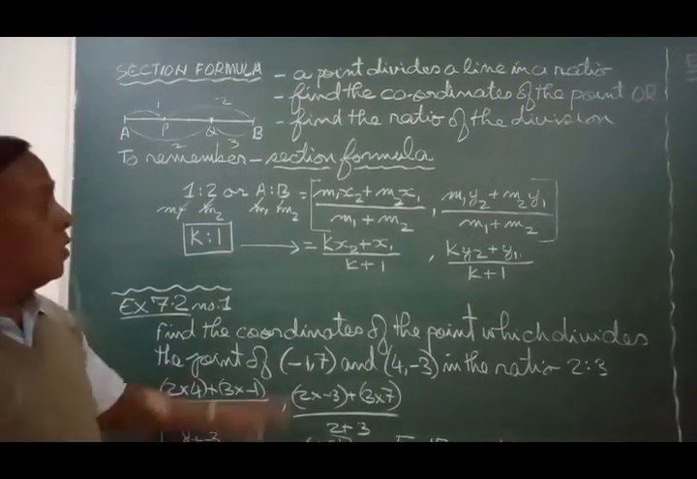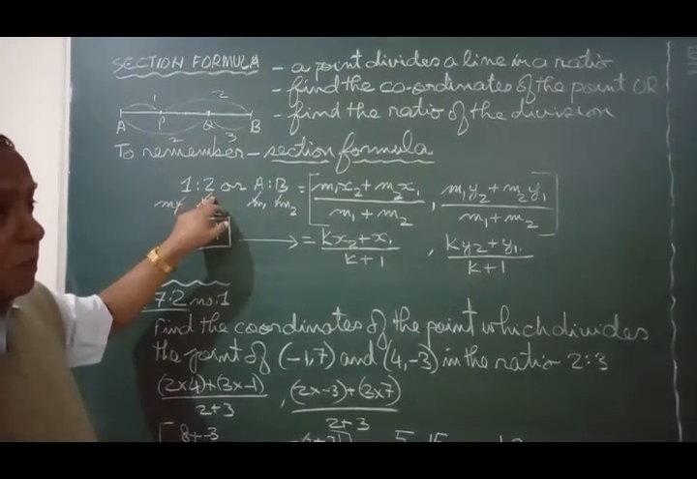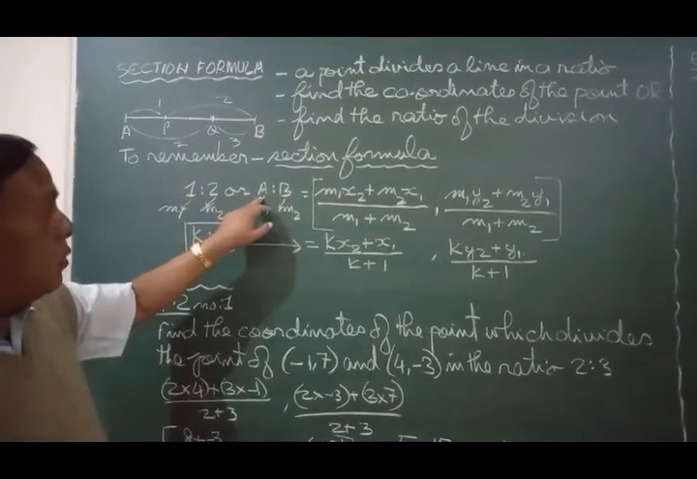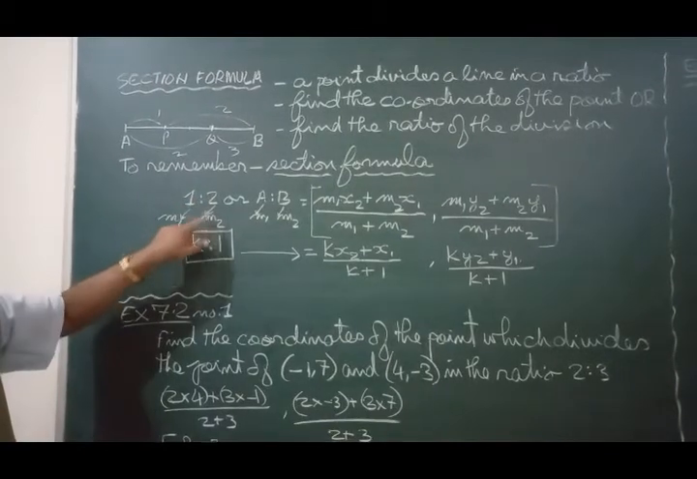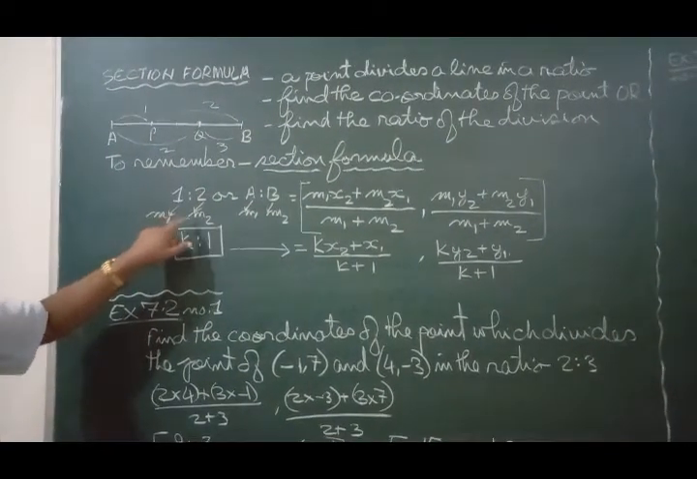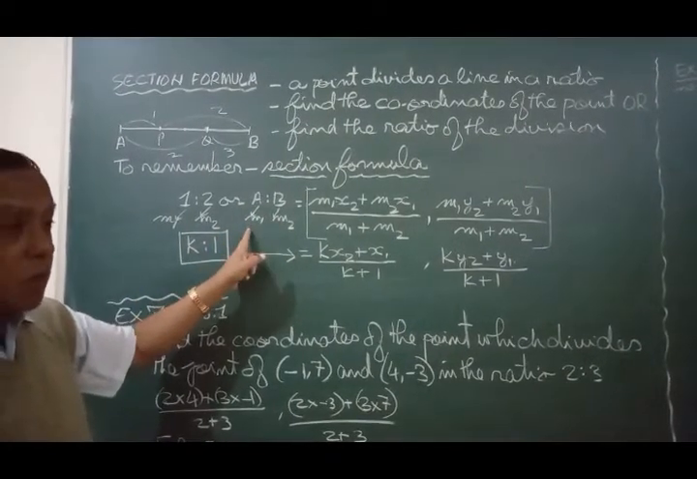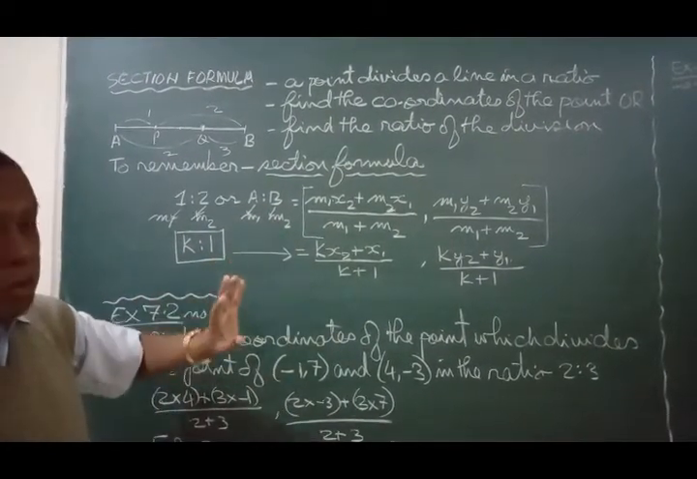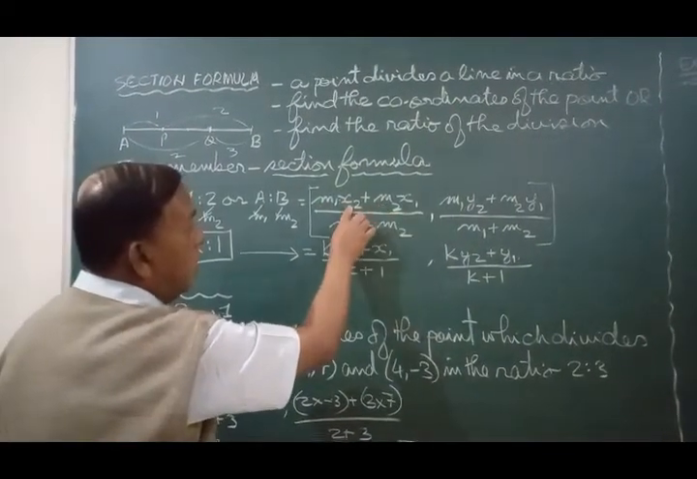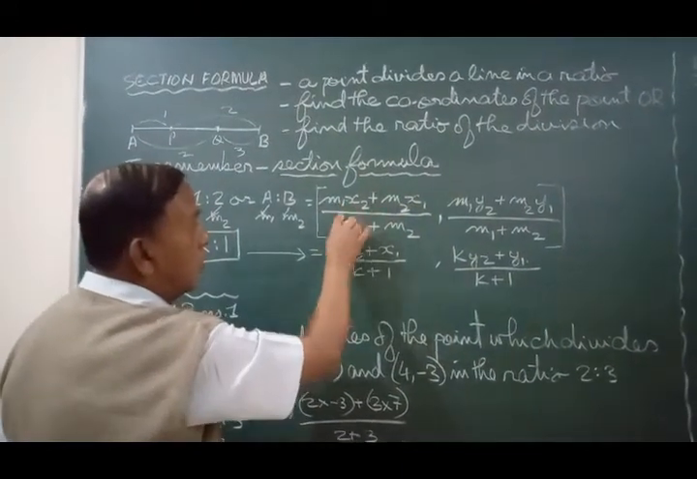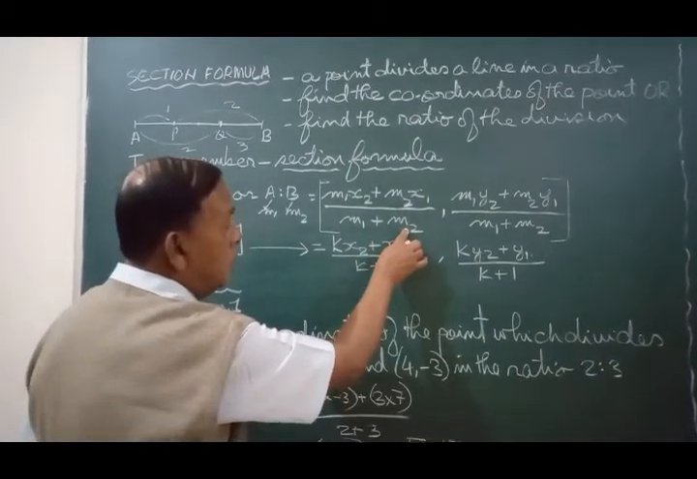I'll explain it. So, look at this. Ratio means first number, second number. The relationship between first number and second number. First number is referred to as M1, second number is M2. So in this example, M1, M2. Here also A is to be M1, M2. So the first one is M1, second one is M2. So what is the formula? The formula is M1, M2, X2, X1, opposite. So you mix together. M1 X2 plus M2 X1. And then M1 plus M2.